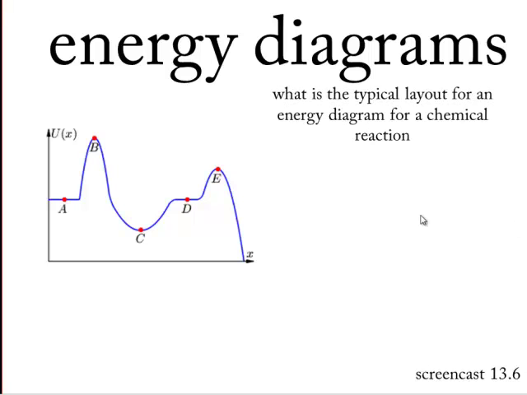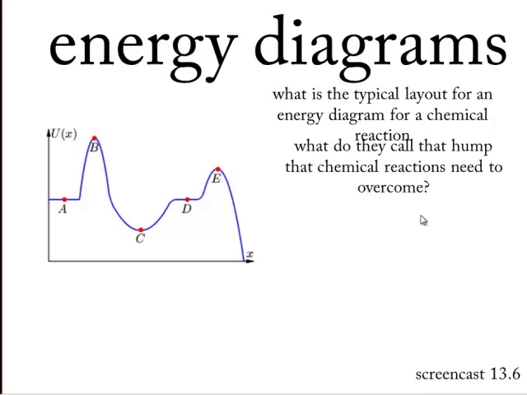We'll take a look at what the typical layout is, what's on the x-axis and the y-axis, this little hump that you might see, like for example this one here or this one here, what those typically mean, and what happens, what the molecules might look like at this part right at the top of the hump. Things like that. This is Screencast 13.6, Energy Diagrams. Let's begin.